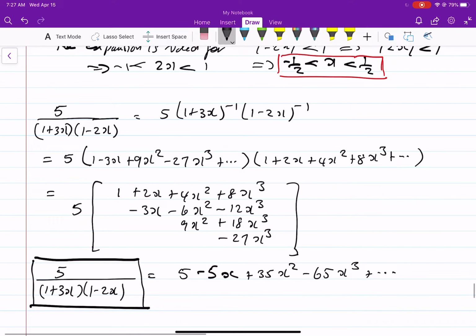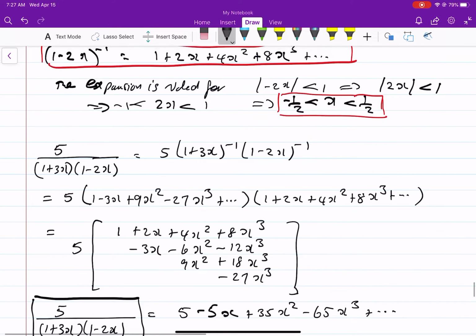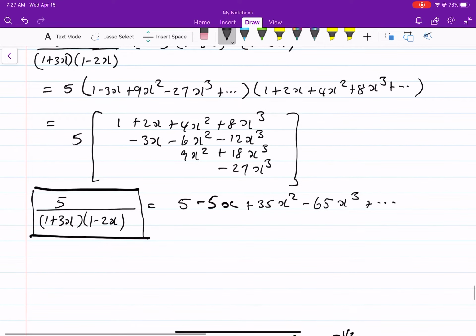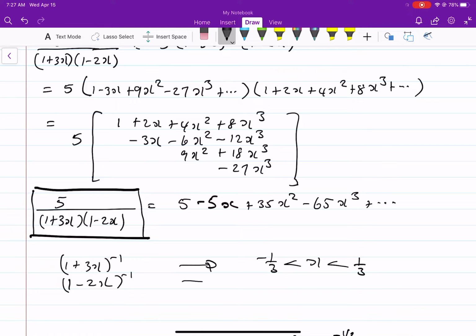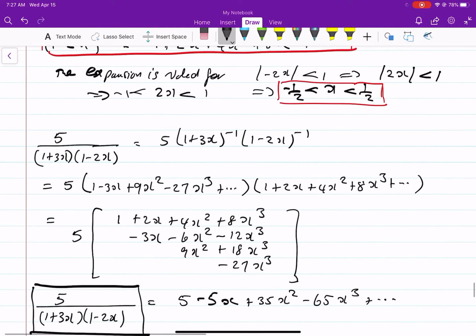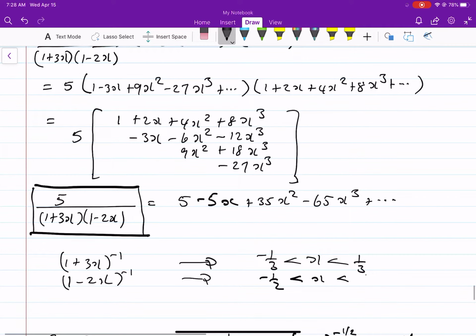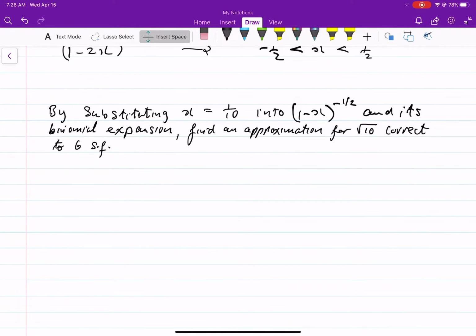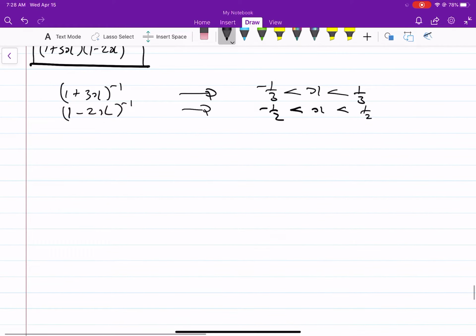Well, let's see. Let's put it on a number line. What was the first one? For the 1 plus 3x to the minus 1, the series expansion was valid for x between minus a third and a third. And for the 1 minus 2x to the minus 1, the series expansion was valid for x between minus a half and a half. Let's put that on a number line and see where we end up. I could draw a number line.